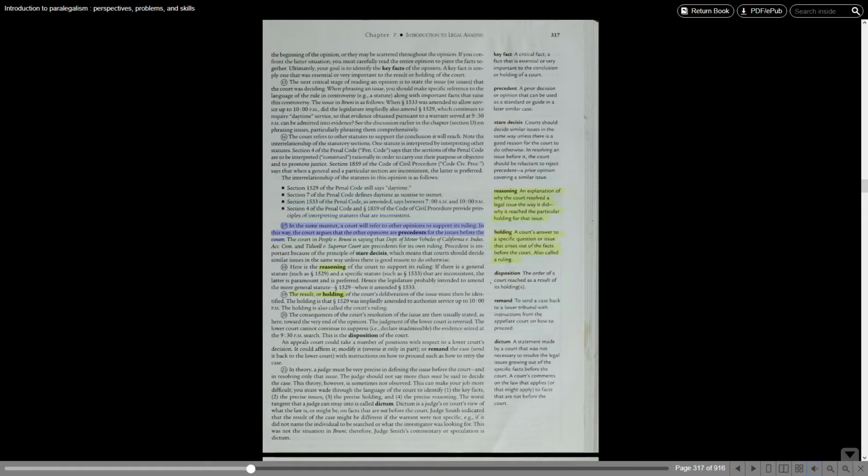In the same manner, a court will refer to other opinions to support its ruling. In this way, the court argues that the other opinions are precedents for the issues before the court.